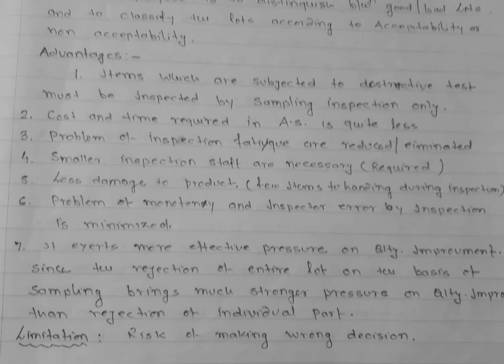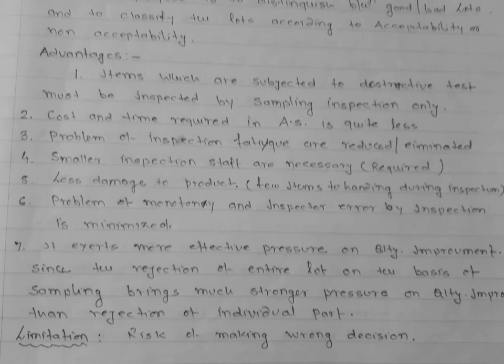A smaller inspection staff is necessary. When we are producing a product in thousands and we take a sample of 50 or 100, we need much less inspection staff, and there is less damage to the product, because few items are handled during inspection. The problem of monotony and inspector error is minimized because the inspectors inspect the component or product within a certain period of time, so there is no monotony and the errors made by inspectors are minimized.